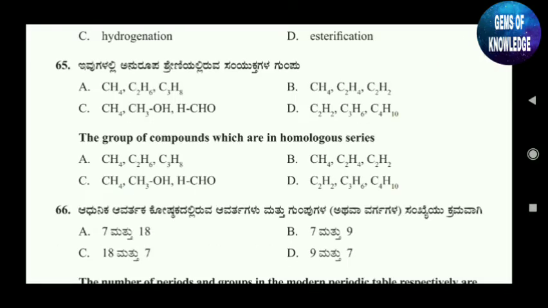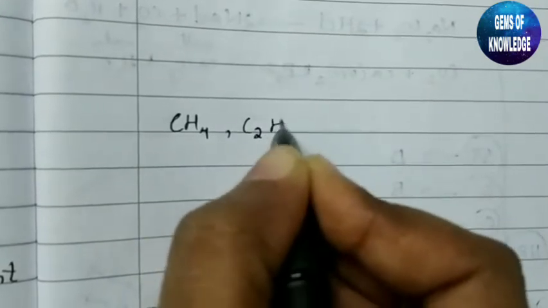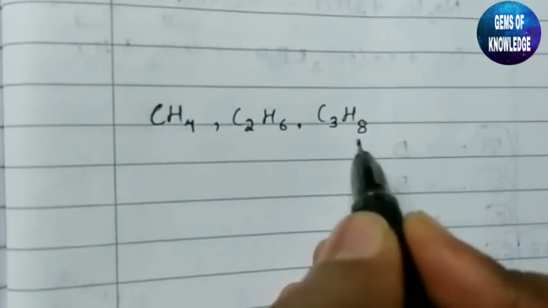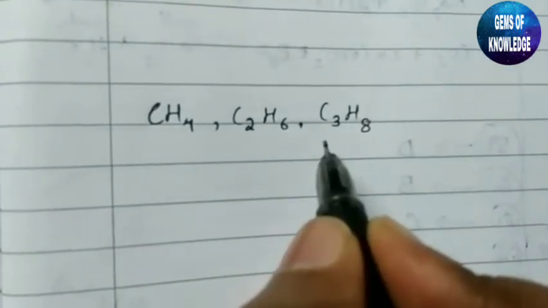Next question, the 65th one: the group of compounds which are in a homologous series. We have solved a similar type of question in model paper 1 also. Let us quickly solve this question and come back here. Here they have asked us about the homologous series. The first set of compounds is CH4, C2H6 and C3H8. Let us check whether this is a homologous series or not.